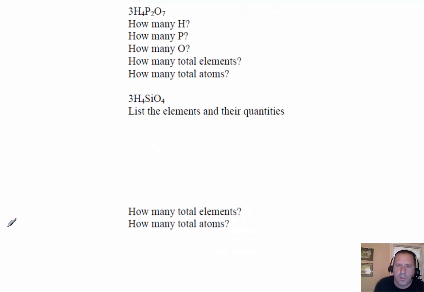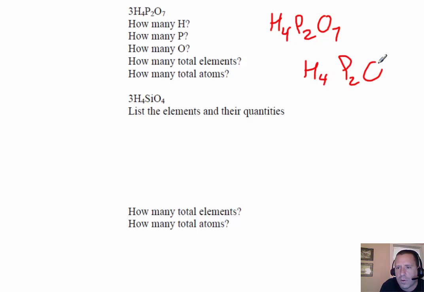Going back to what we learned before, we have a coefficient in the front, it's 3. That basically means that we have 3 of this molecule, H4P2O7. So this is another way of saying we have H4P2O7, H4P2O7, and another H4P2O7. Now the easier way to do these problems, instead of counting these all up, is just to use multiplication.